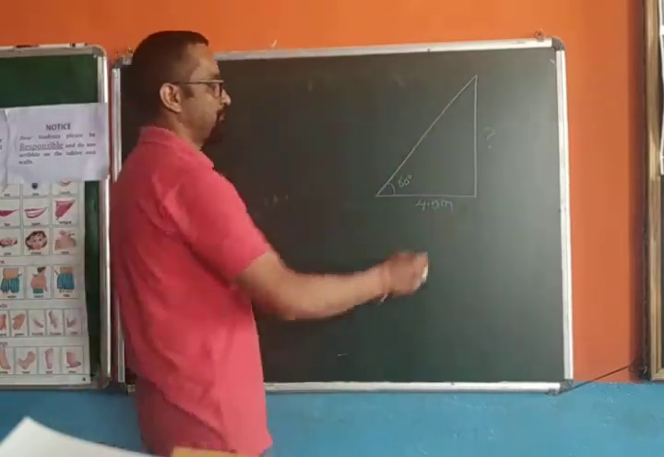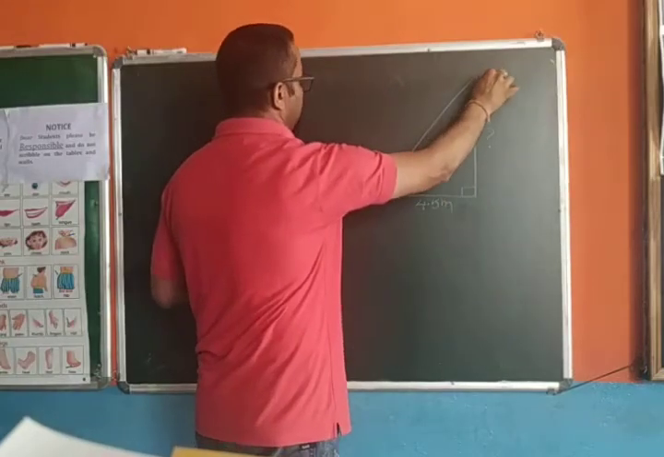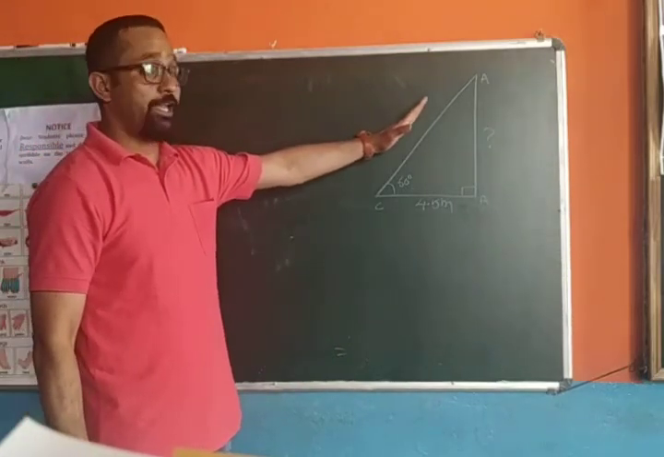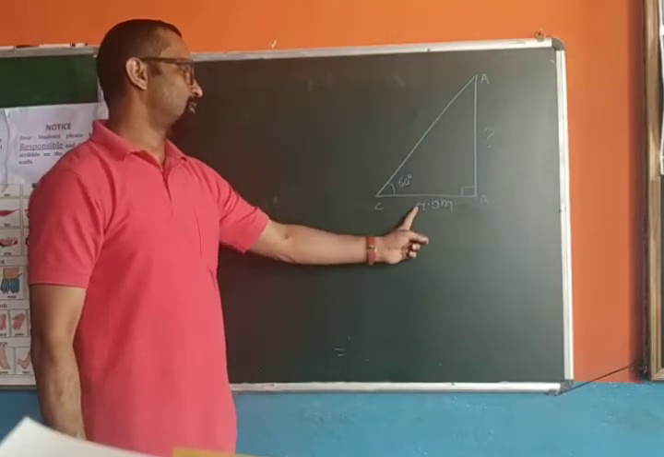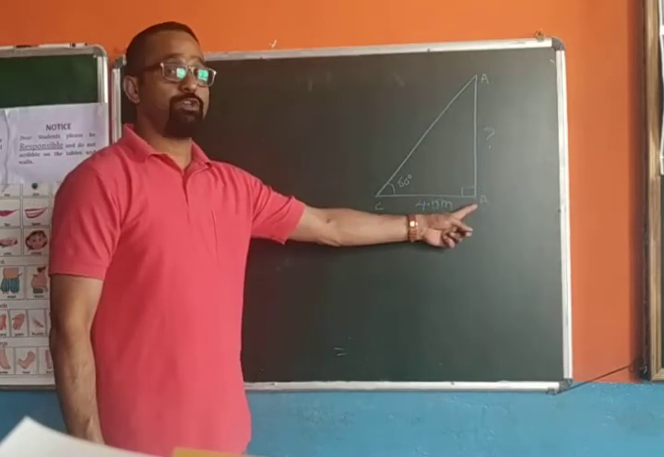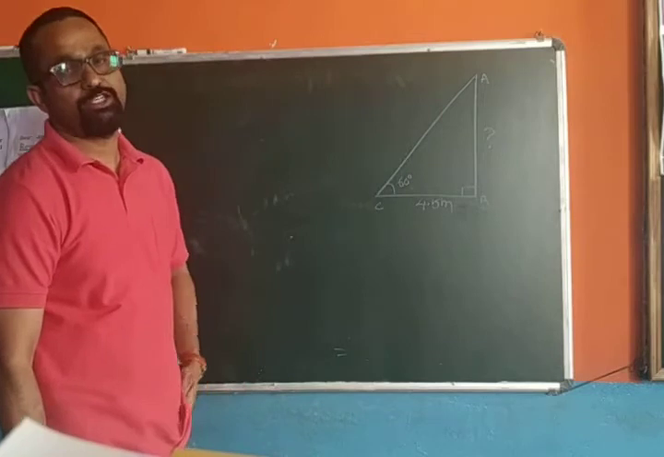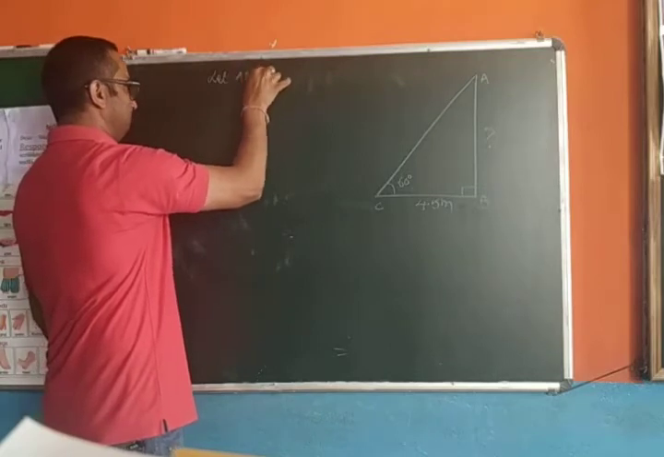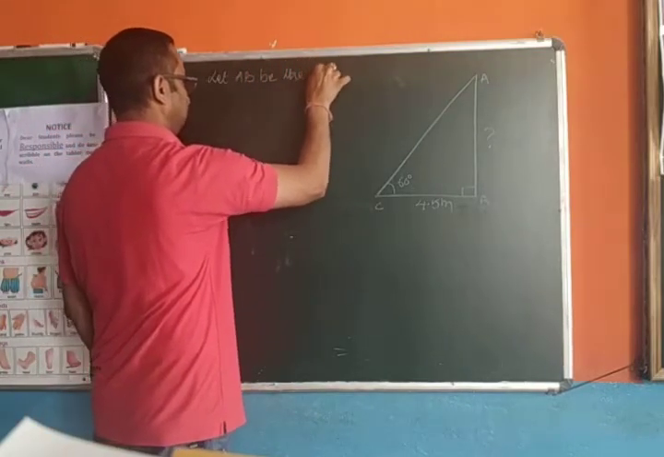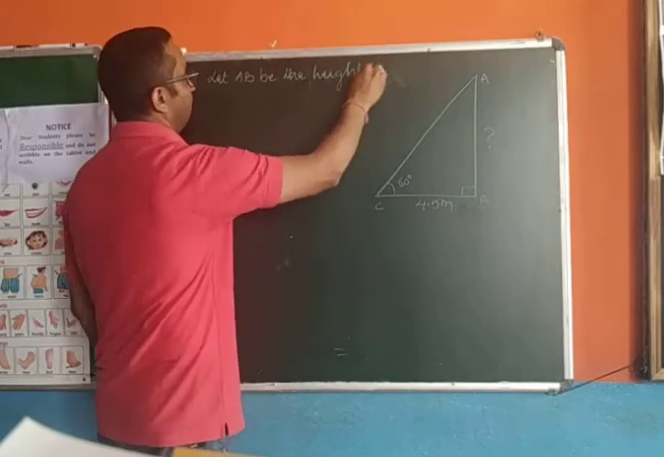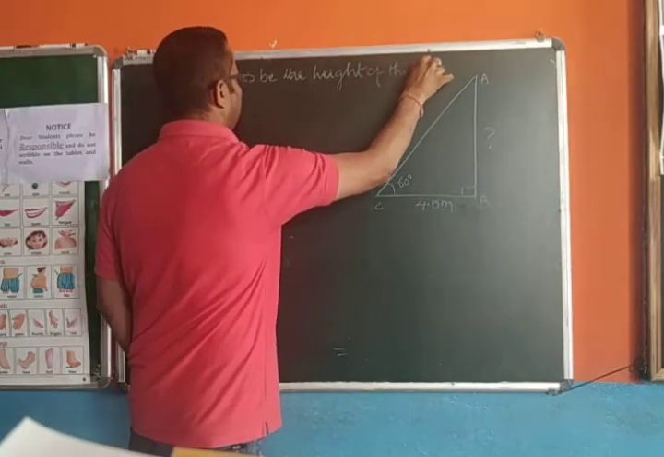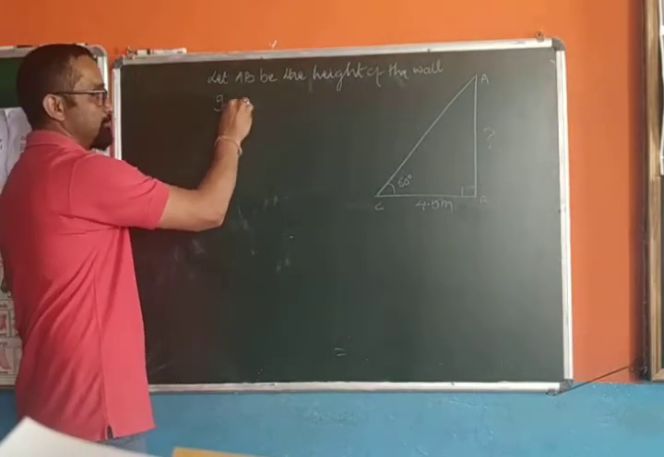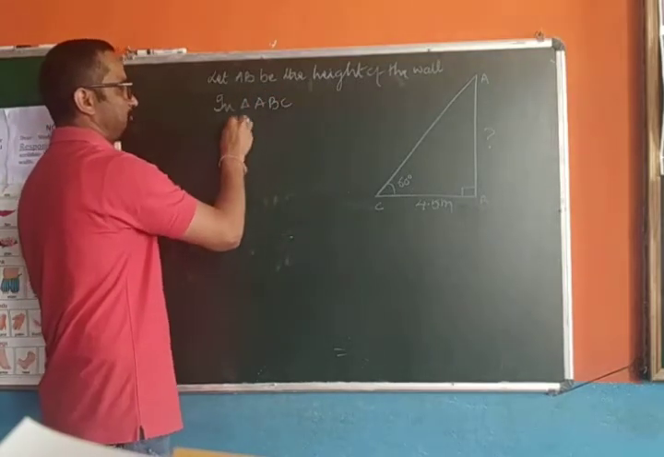Similar question. Name it as A, B, C. The ladder is placed against a wall at a distance of 4.5 meter from the foot. The angle of elevation is 60 degree. Calculate the height. Let AB be the height of the wall. You take AB as the height of the wall. Now we use in triangle, mention the name of the triangle.